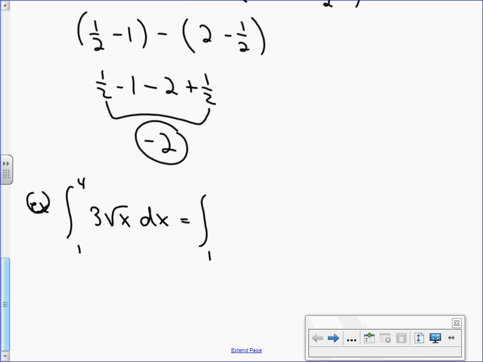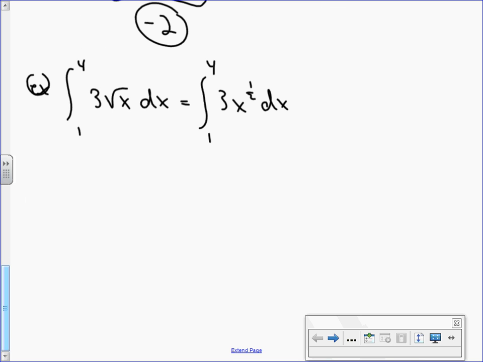Which I'm going to rewrite as 3x to the 1/2. You can pull the 3 on the outside, or you can leave it on the inside. That pretty much doesn't make any difference. If it's really complex, I usually pull the constant out. Okay, 3, and the antiderivative of x to the 1/2 is x to the 3/2, and then times 2/3. And you notice I'm leaving the plus c off. I forgot to mention that on the last one, but every time you do this, the plus c is going to go away, so you might as well just leave it off.